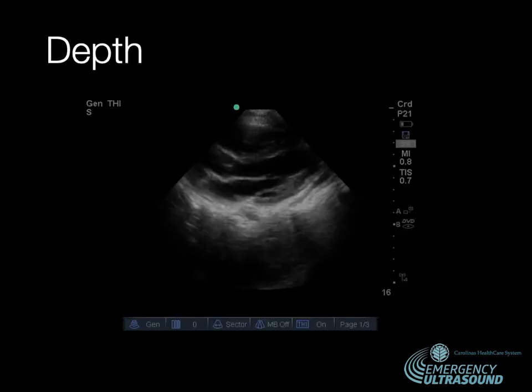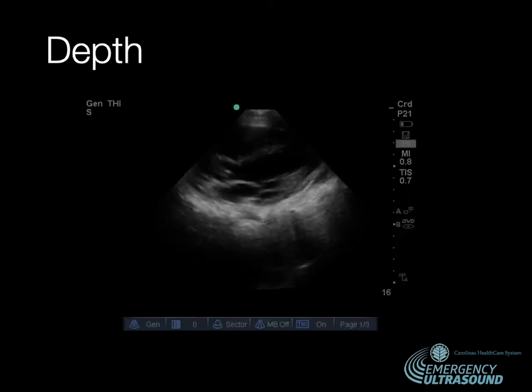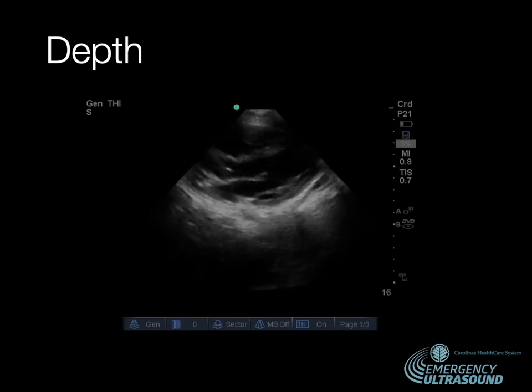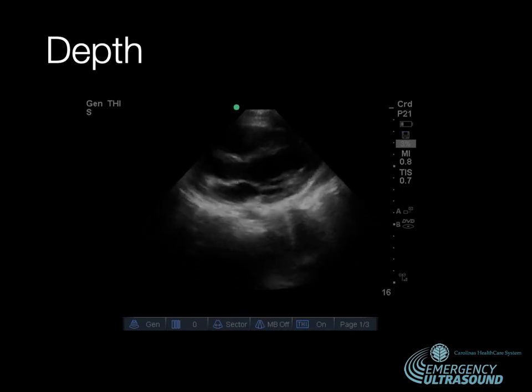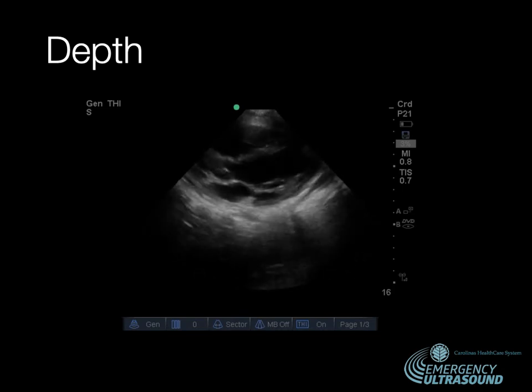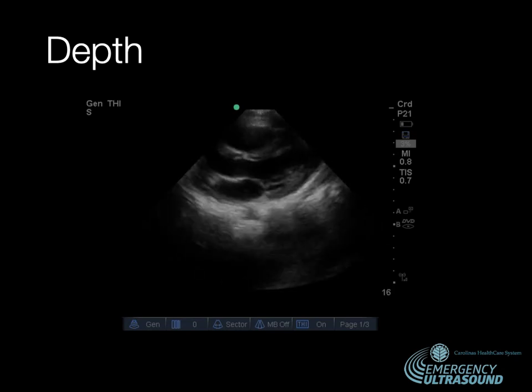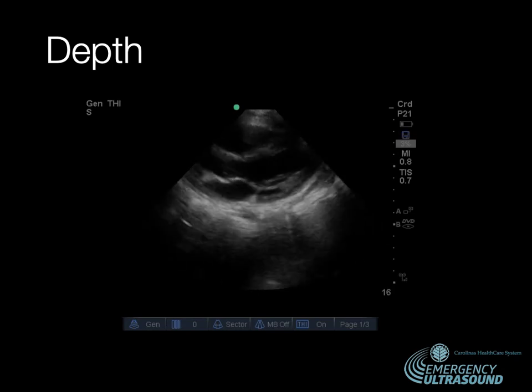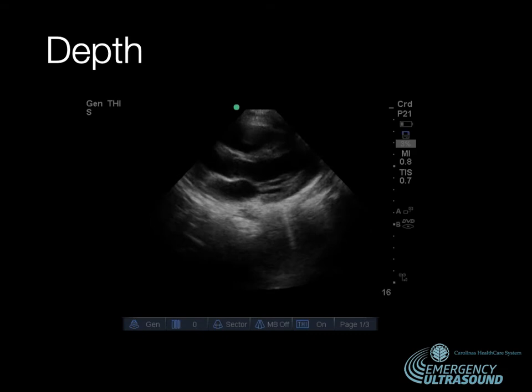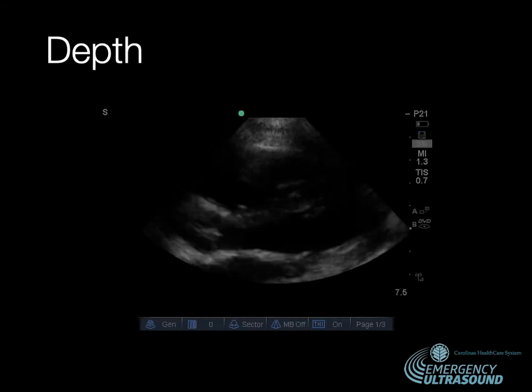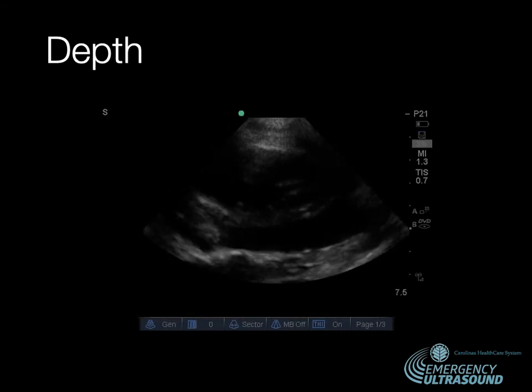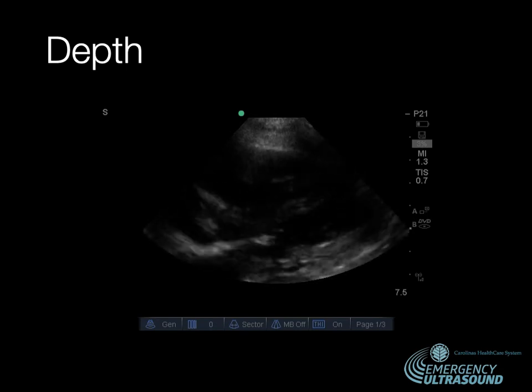We then want to make sure that we're adjusting the depth appropriately to visualize the image that we're looking at. So right here we're looking at an image of the heart, and I say that you need less depth here. So the entire image is in the very top of your screen. I want to decrease our depth in this image here. But right here, we decreased our depth a little too much, well, or a lot too much.